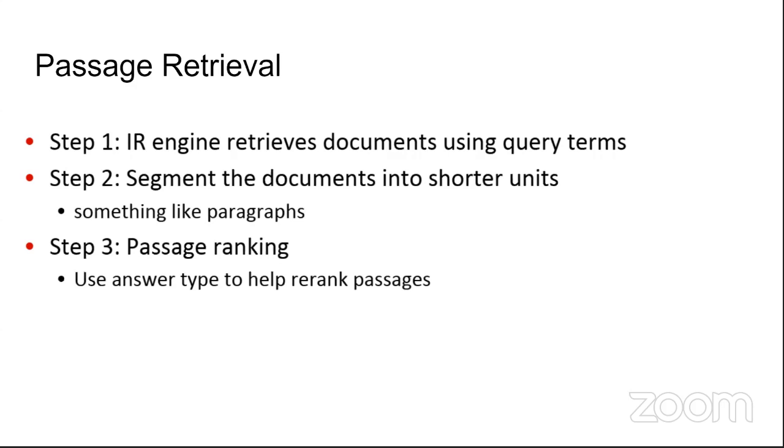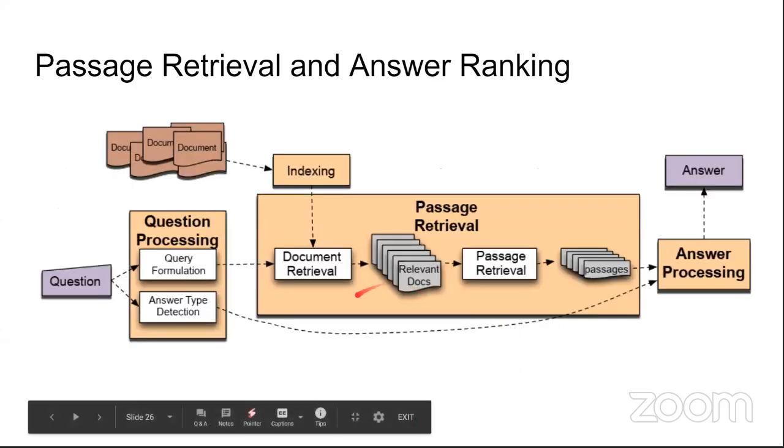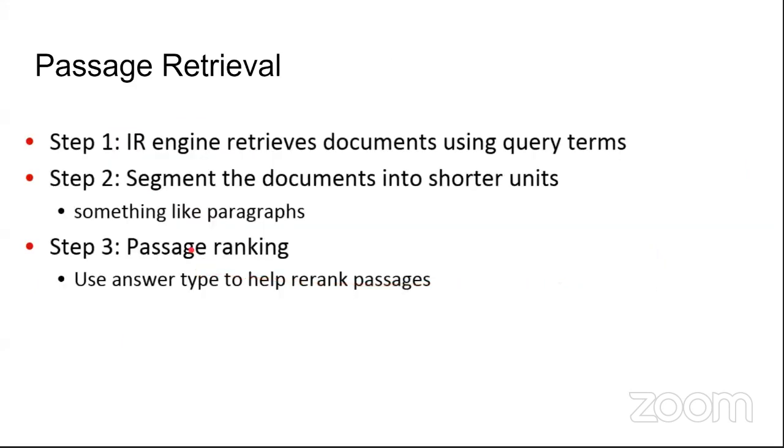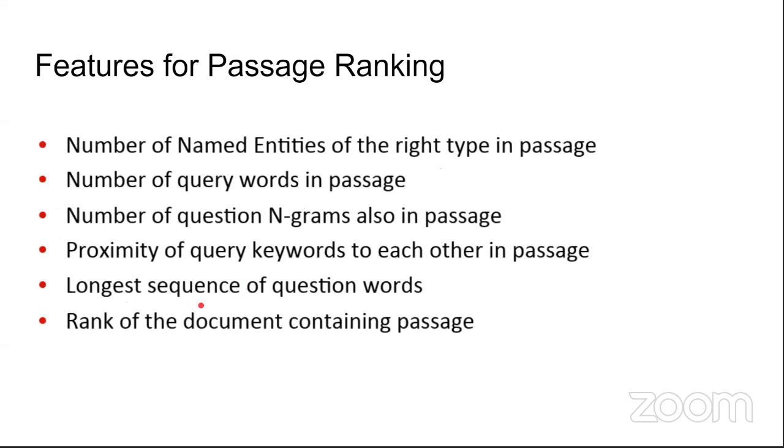But the IR engine basically retrieves your documents which have been indexed, and from those indexed documents, using your query terms, whatever passages it can match using your query terms, it gets those passages. Let's go back. So this is where your indexed documents are. From your query type, it looks at the relevant documents and retrieves the passages for you. Okay, then it segments the documents into shorter units, something like paragraphs, and then the passages are ranked based on the answer type.